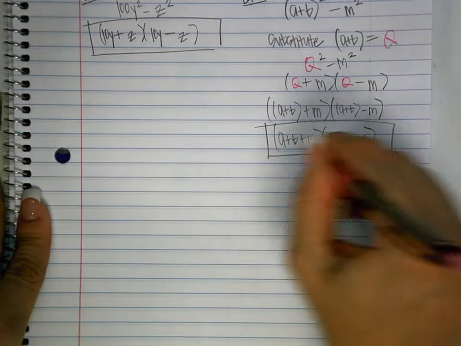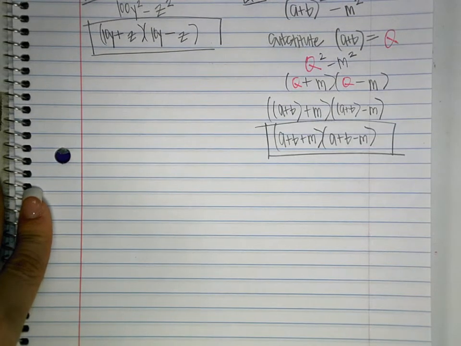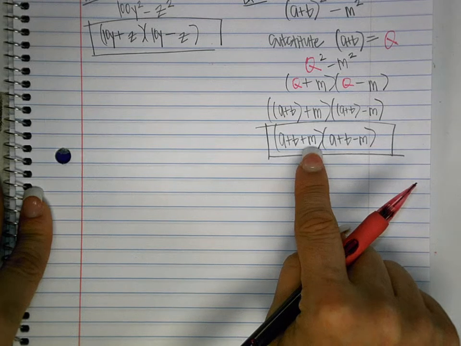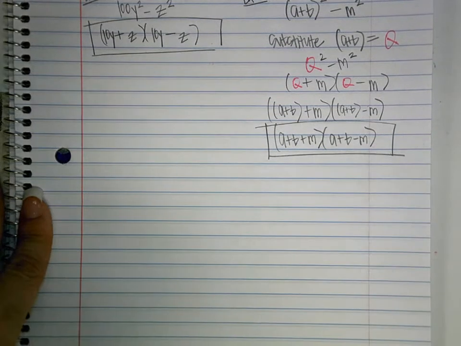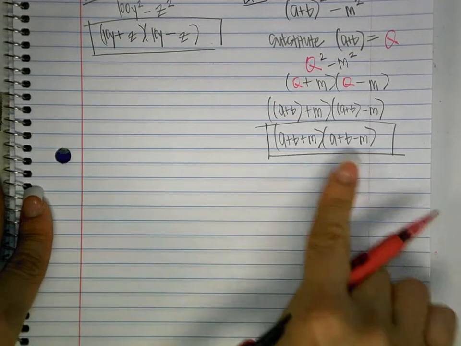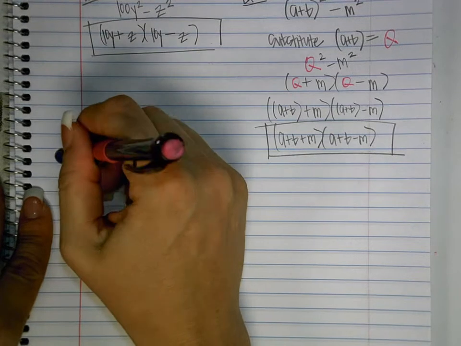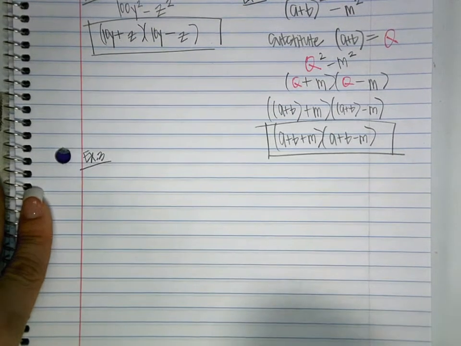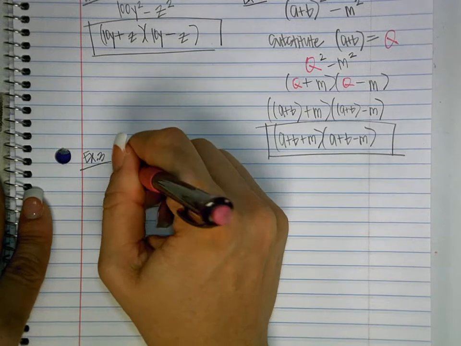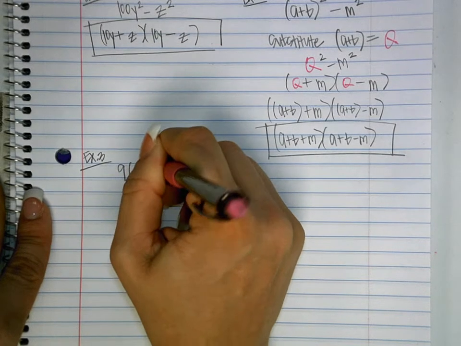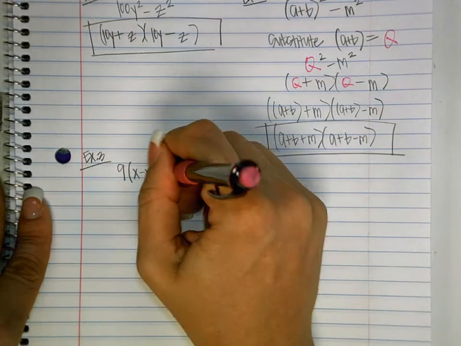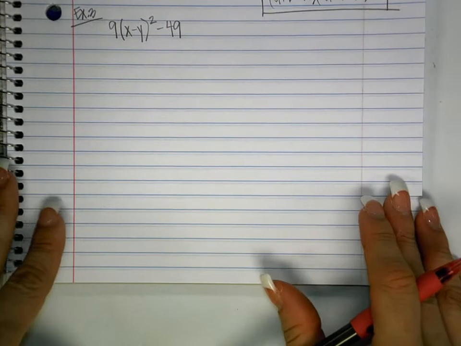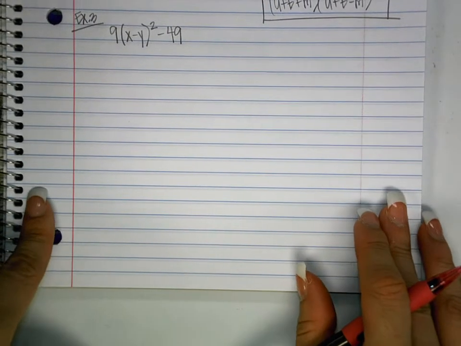That is factored completely. And it is okay to have a trinomial, so three things in there, multiplied by another trinomial. That is okay. There's no rule that says you can only have two things inside your parentheses when you factor. Try another one. I would like you to factor 9 times x minus y quantity squared minus 49. 9 times x minus y quantity squared minus 49.